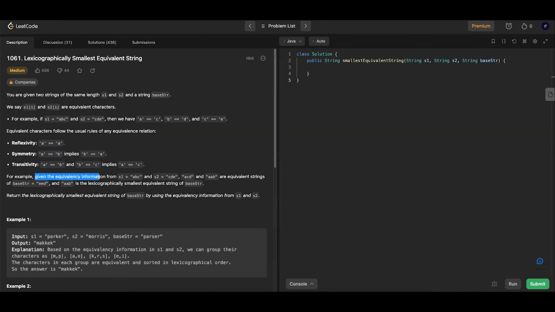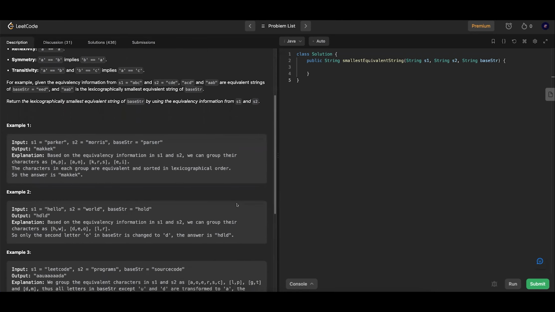For example, given the equivalency information from S1, ABC and S2, CDE, ACD and AAB are equivalent strings of base string EED, and AAB is the lexicographically smallest equivalent of the base string. Okay. So return the lexicographically smallest equivalent of the base string by using the equivalency information from S1 and S2. Let's take a look at the examples.